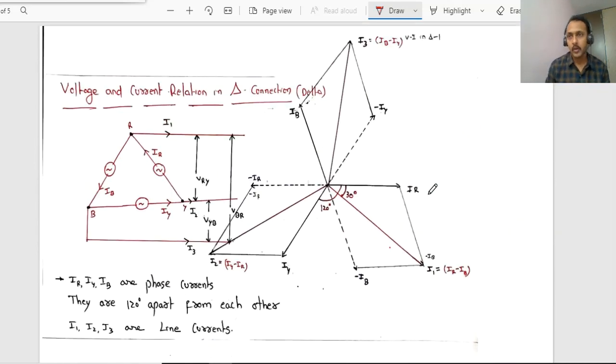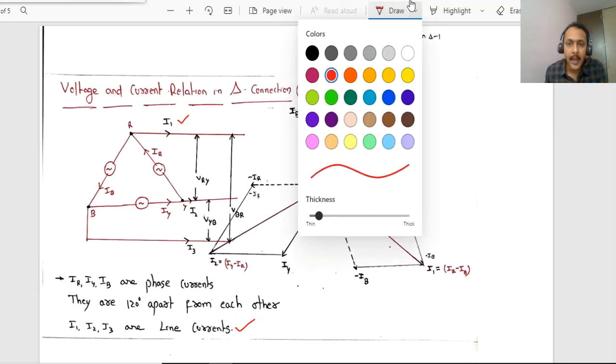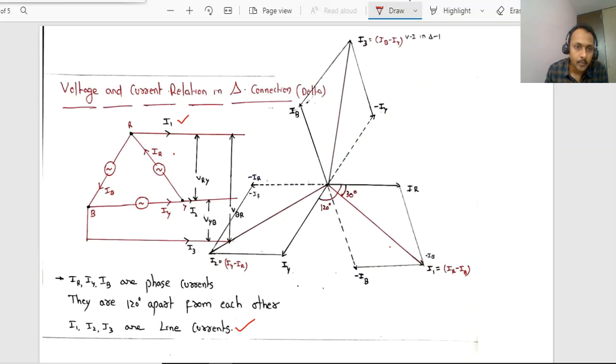If we observe, a three-phase voltage source is connected in a delta manner. In this diagram, I1, I2 and I3 indicate the line currents, and IR, IY and IB indicate the phase currents.